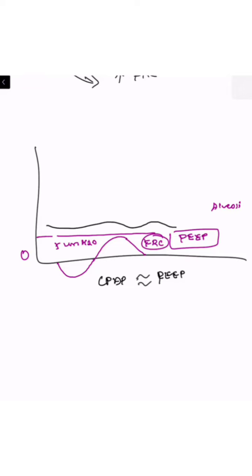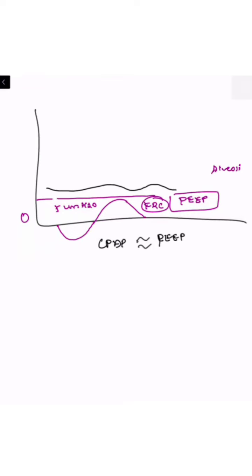So this PEEP will be helpful in increasing the oxygenation, increasing the functional residual capacity, decreasing the ventilation perfusion mismatch, decreasing the diffusion mismatch, decreasing the shunt mechanism. So finally, you can correct the hypoxia. So this positive pressure is delivered during inspiration as well as expiration continuously. So this is called continuous positive airway pressure.